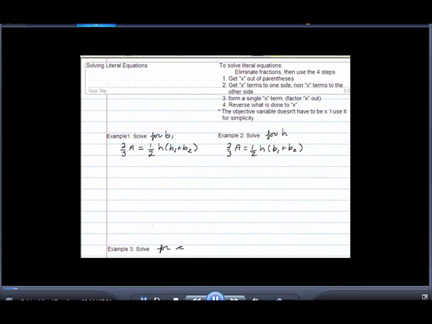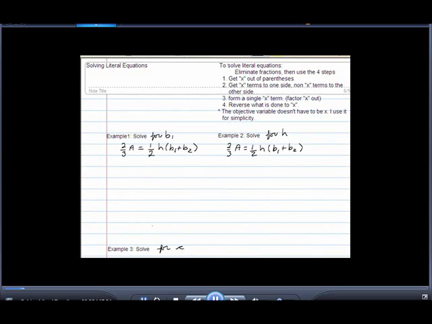The good news here is that solving literal equations is pretty much the same as solving any other linear equation, and we've already learned the methods for doing that. In general, when we're faced with a new equation, if it has fractions in it, most of the time we want to eliminate those fractions.